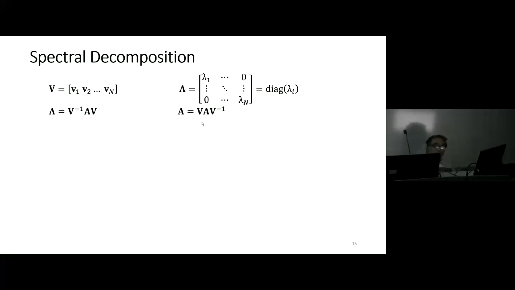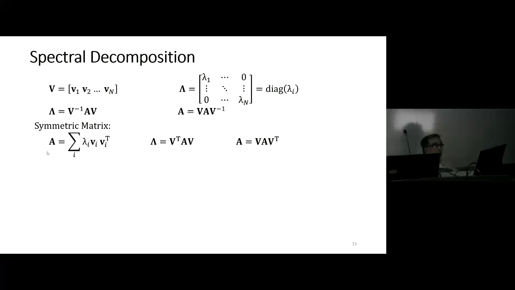So what the spectral decomposition theorem says is that lambda is equal to V inverse A V, or A equals V lambda V inverse. Sorry, this is lambda. It's a typo, V inverse. And for a symmetric matrix, V inverse is the same as V transpose. In other words, V is a unitary matrix.